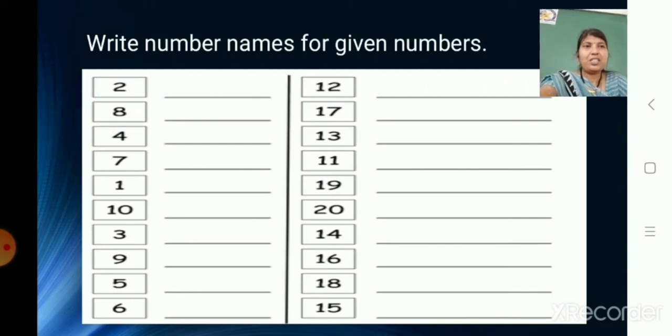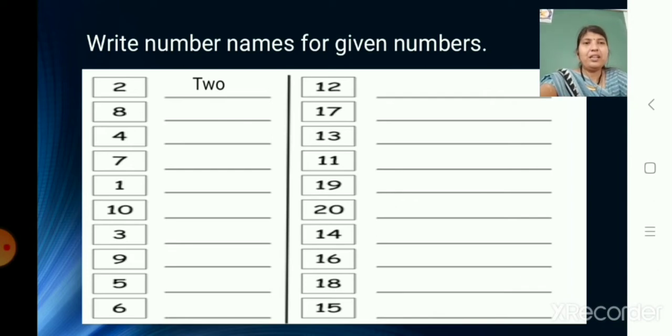Now students, see, question is given here. Write number names for the given numbers. Here some numbers are given and you have to write the number names for the given numbers. So first you have to read the number. See the number 2. So what is the number name for 2? Can you answer? Very good. T-W-O, 2. So you have to write the number name in front of number 2.